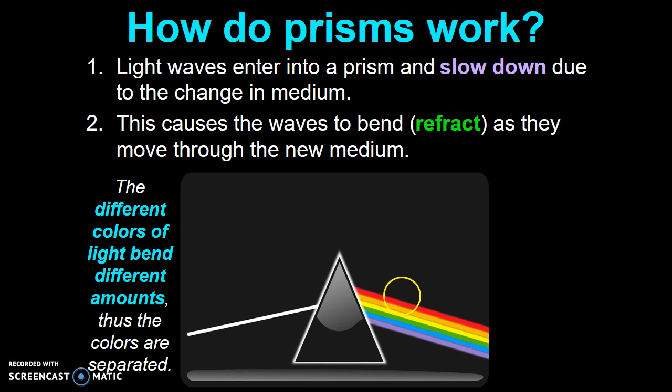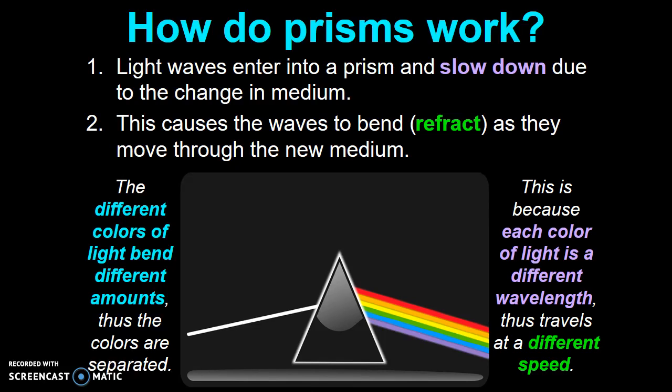Now, why do we get different colors that come through it? Well, they bend different amounts. The different light waves bend different amounts, and that's due to their wavelength. Each color of light has a different wavelength. So, for example, red has the longest wavelength. Violet has the shortest wavelength, and that's why they travel at different speeds. These 2 concepts I just talked about, this one over here, those are not extremely important for you to know. That's just kind of an intro to what we'll talk about later on this week.